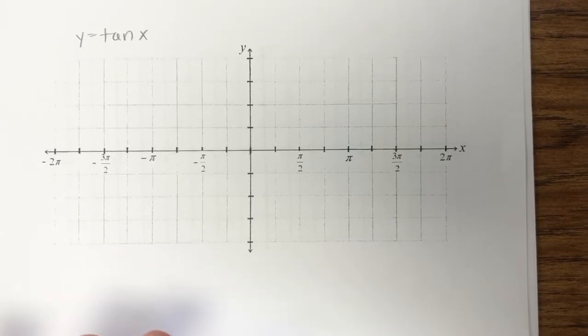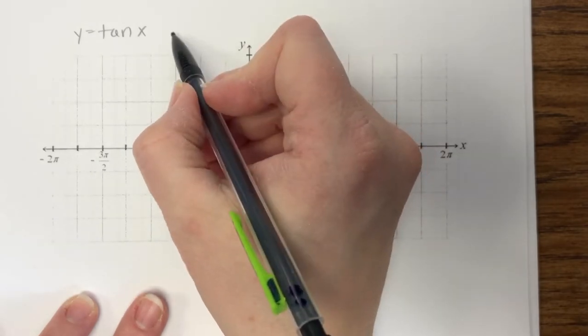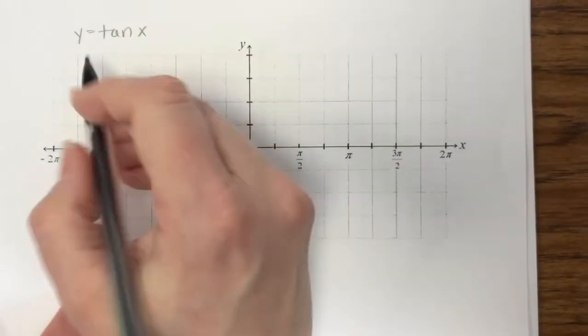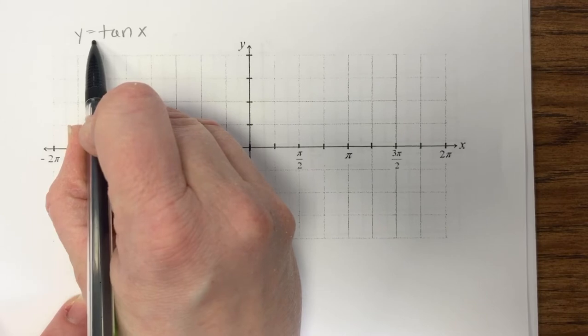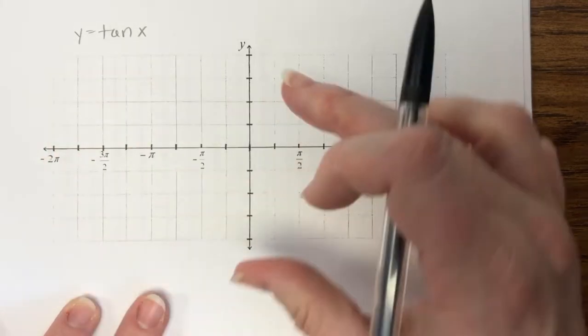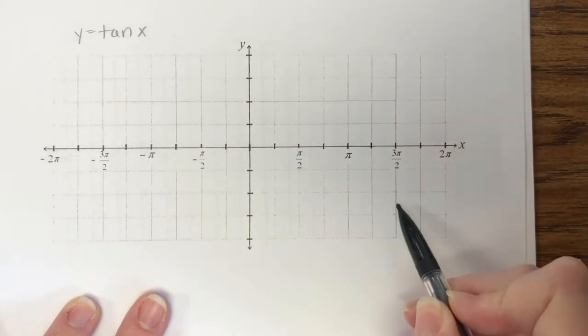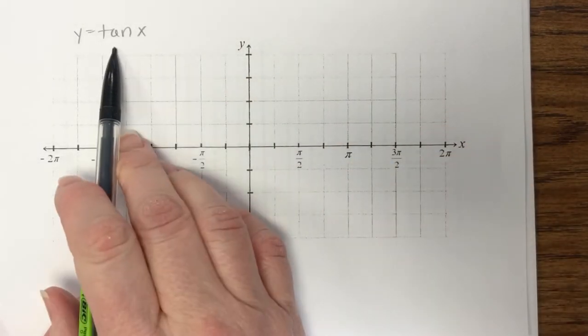All right, here's the parent function for tangent. First thing we look at is our a value. Our a value is 1. It's not called the amplitude when you talk about the tangent function. It's called amplitude with sine and cosine because that's how high and how low the graph oscillates.